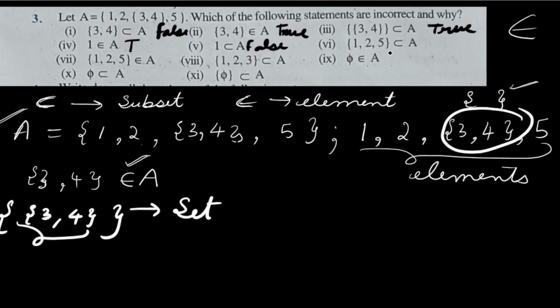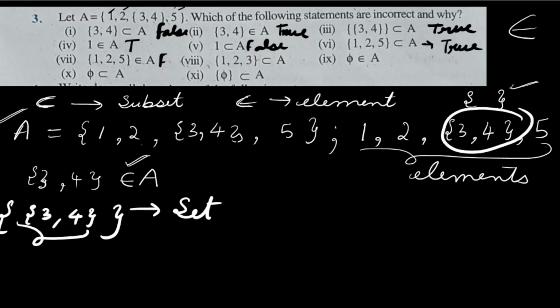Now {1, 2, 5}. See, 1 is there in set A. 2 is also there and 5 is also there. If these three elements I am writing inside the curly braces, then it is becoming a subset. So which means this is also true or correct. Then 1, 2, 5. This is a subset. Just now we have done in the previous subset. We can't write belongs to. It should be written as subset, which means this is false.